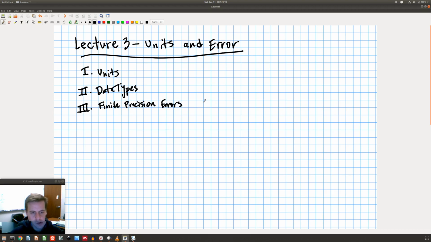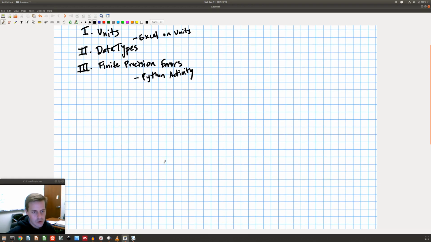Okay, and there are two activities associated with this. There's an Excel activity here for units, and there's a Python activity here on finite precision errors. Okay, so let's start with the first one, units.